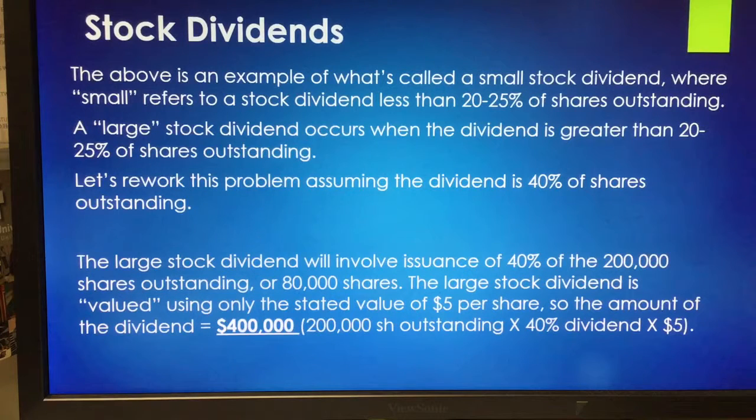The above example was one of what's called a small stock dividend. Small refers to a stock dividend less than 20 to 25% of shares outstanding. You're probably wondering, is it 20 or is it 25%? Actually, it's exactly the way it's written in the pronouncements, 20 to 25%. You'd like for them to draw a line, but the reason they're less specific about it is because of what they're really trying to figure out.